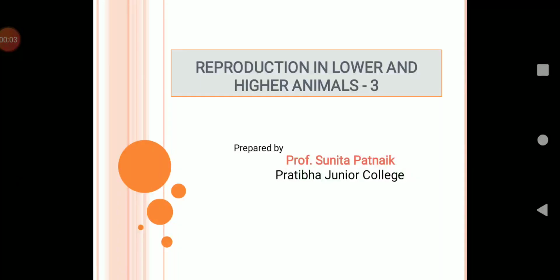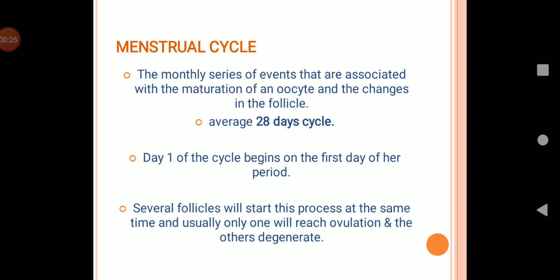Hello everyone, this is a continuation of the chapter Reproduction in Lower and Higher Animals, and today we are going to study about the menstrual cycle. In the previous lectures we completed the male and female reproductive systems. So today we will start our lecture with the menstrual cycle.